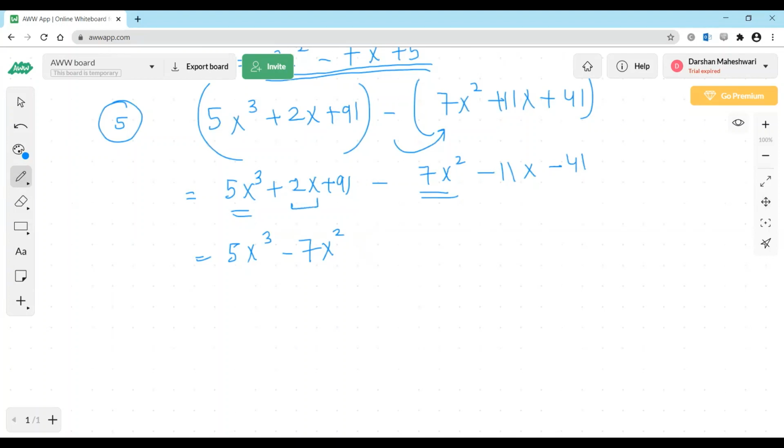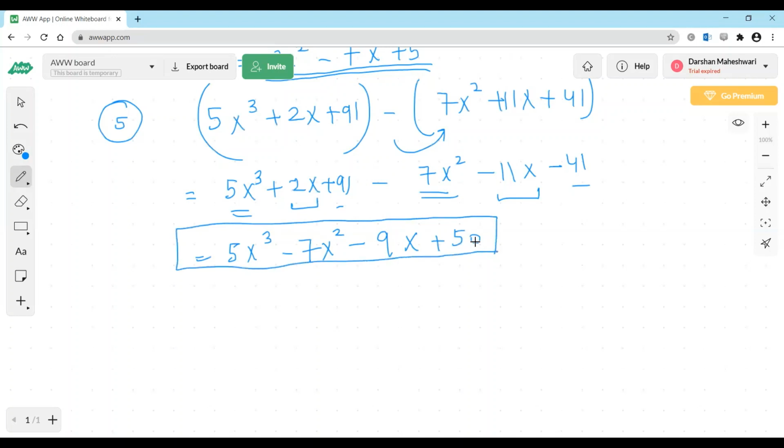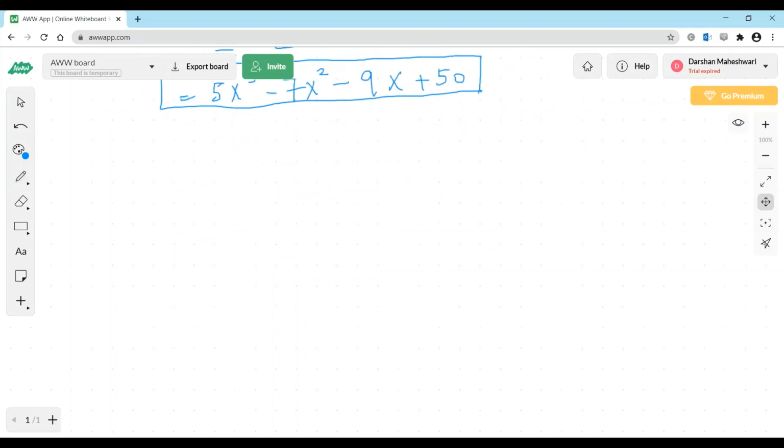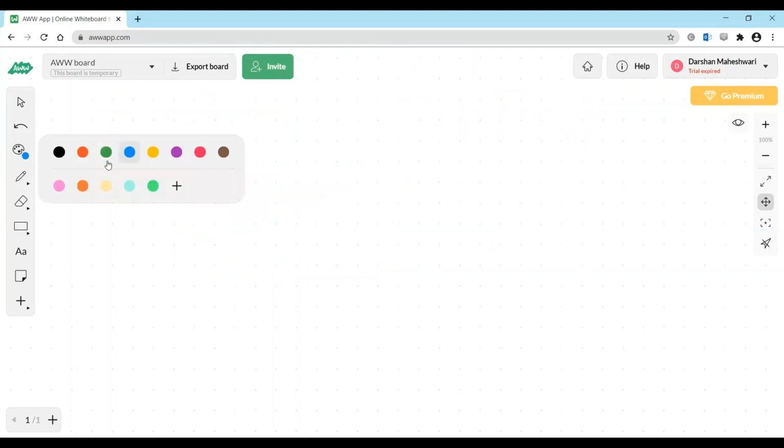Now over here, 2x minus 11x. 2 minus 11 is minus 9, so minus 9x. And over here we have 91 and 41. 91 minus 41 is 50. So this is the required subtraction of this polynomial. In this way, we can subtract and add the polynomials, but keeping in mind that this is only possible in like terms and not unlike terms.